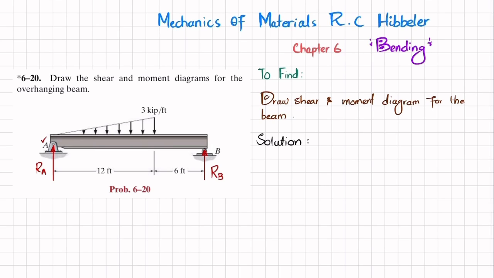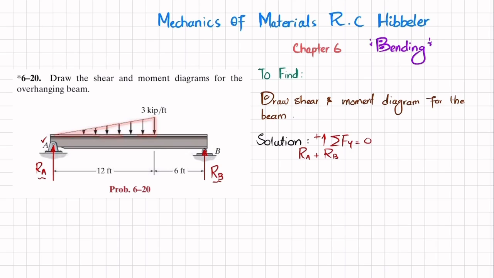The first equation of equilibrium is that the sum of all forces along the y direction must be equal to 0, and upward force is taken as positive. You can see RA and RB, which are acting upward. So I will write RA plus RB, and you can see this third load is the triangular load.